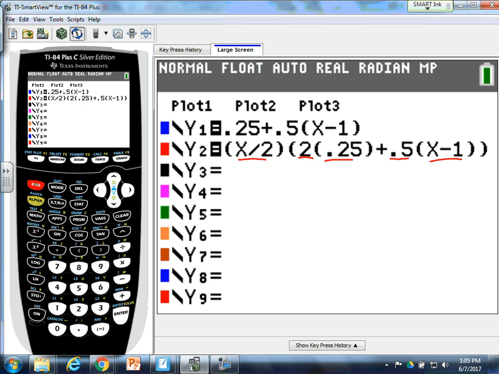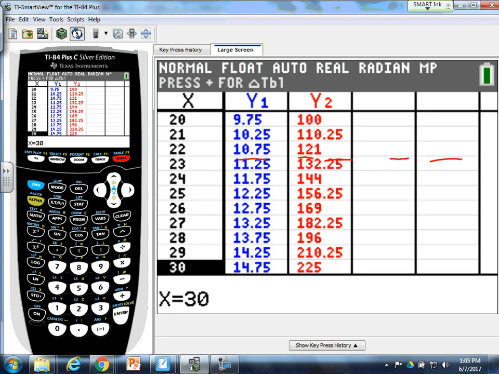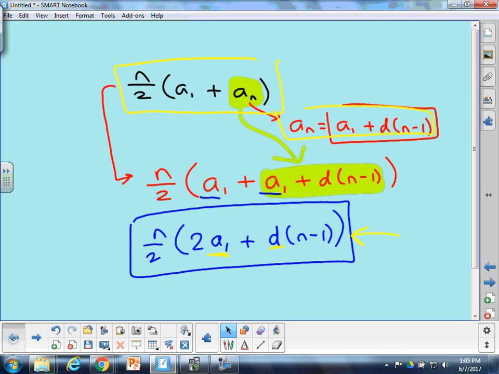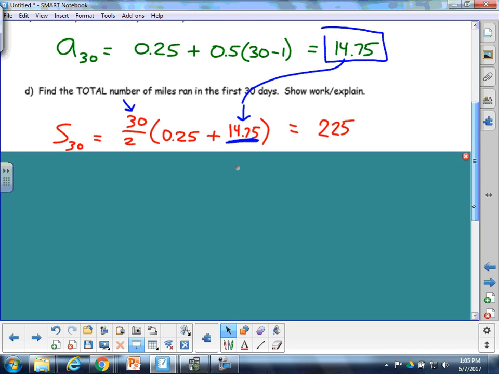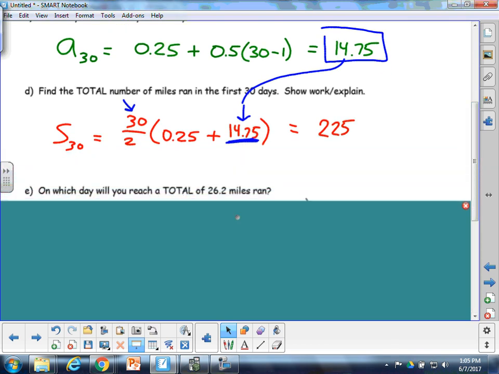So for example, in the table, we just answered the one question saying on day 30, we ran 14.75 miles. But after day 30, the combined total, all this stuff added together, would add up to 225, and that is the answer to our part D here. If you take a look where we just were, using the formula, we get 225 as well right there. This one could be done with sigma notation as well, but I'm not going to spend the time right now.